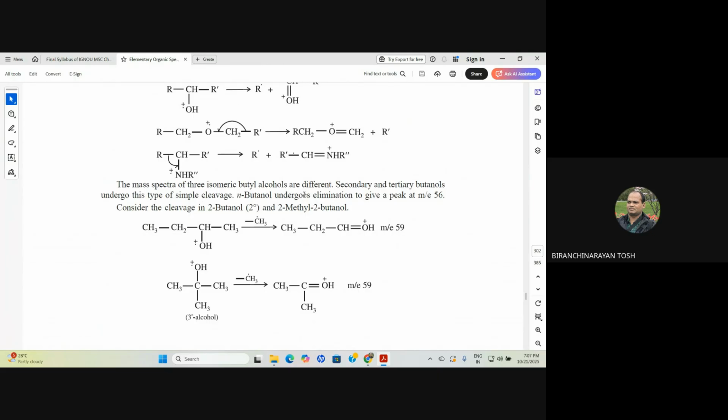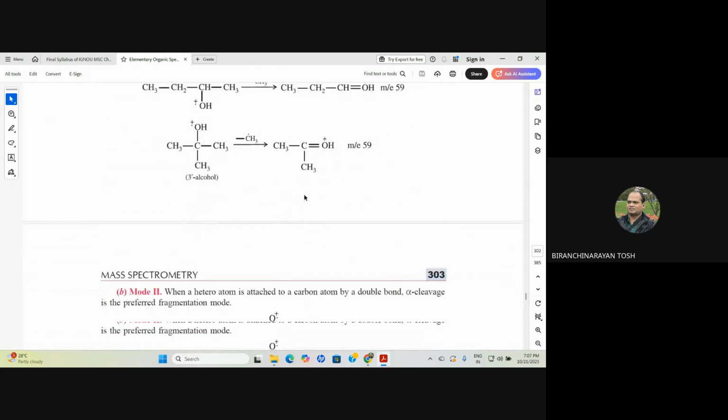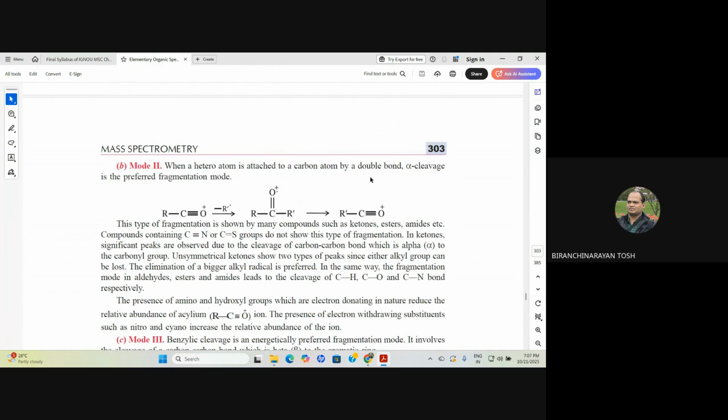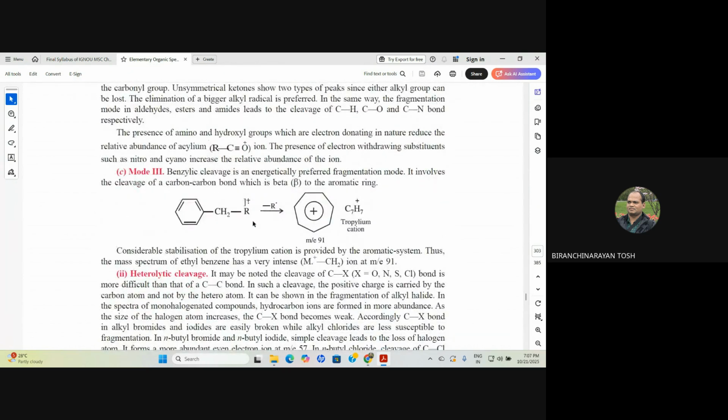In mode 2, when a heteroatom is attached to the carbon by a double bond, alpha cleavage is the preferred fragment mode. So R will be removed. Mode 3, benzylic cleavage, is an energetically preferred fragment mode. It involves the cleavage of a carbon-carbon bond which is beta to the ring. This one will be removed, and there will be rearrangement, giving the tropylium cation C7H7.